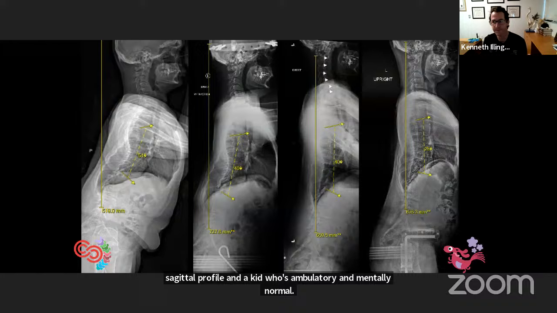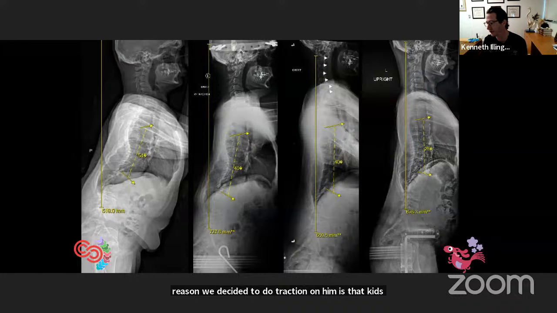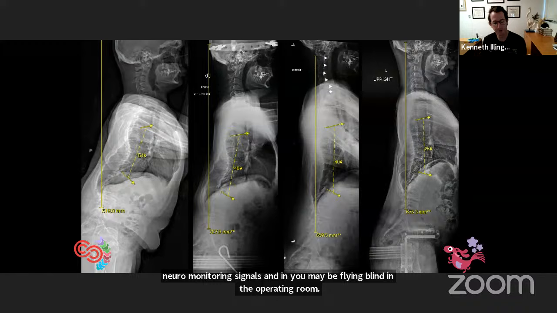The other reason we decided to do traction on him is that kids with Charcot-Marie-Tooth disorder can have unreliable neuromonitoring signals and you may be flying blind in the operating room. So doing preoperative traction allows us to monitor neurological status prior to surgical intervention.